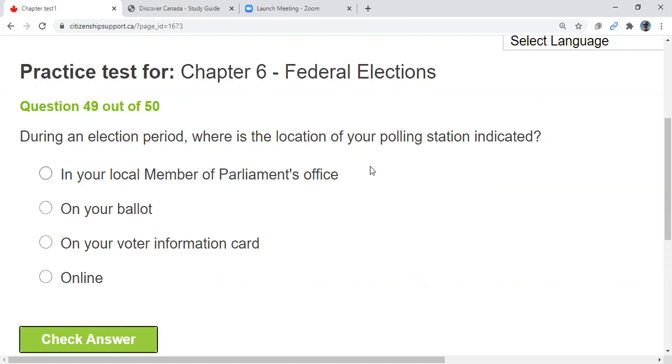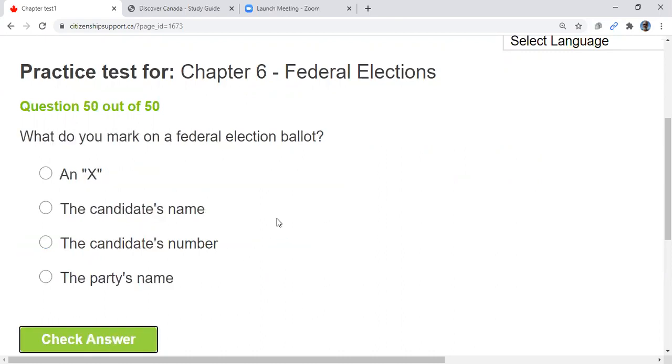Okay, during an election period, where is the location of your polling station indicated? It's on your voter information card. Very good. Okay, that's good. And then can you do this one, please, Nima? Okay. What do you mark in the federal election polling? And you circle part number one, an X. Yeah, very good.